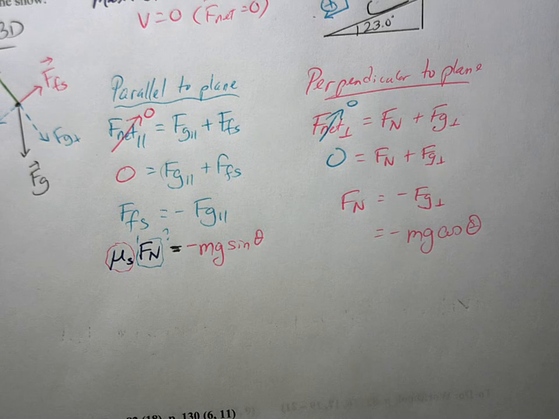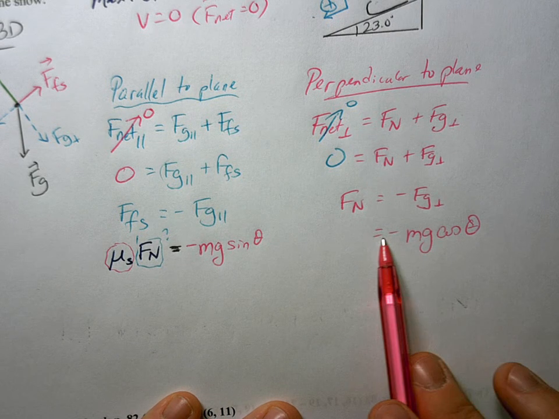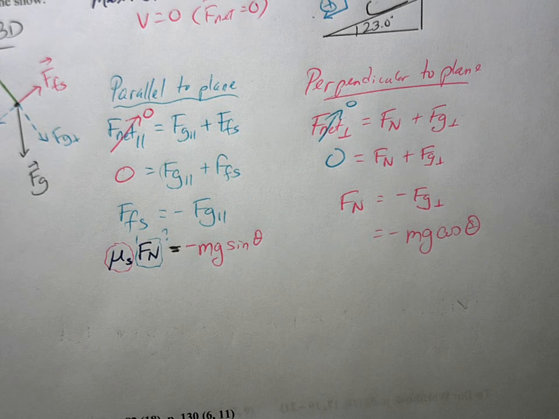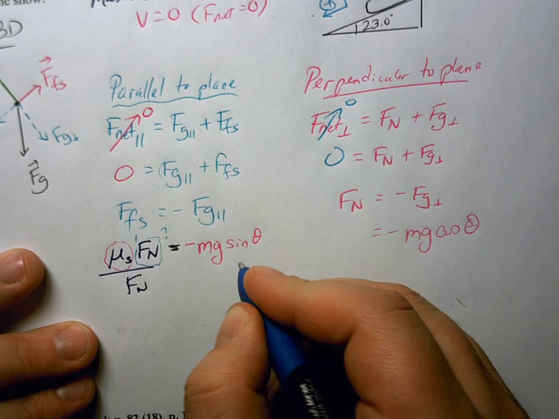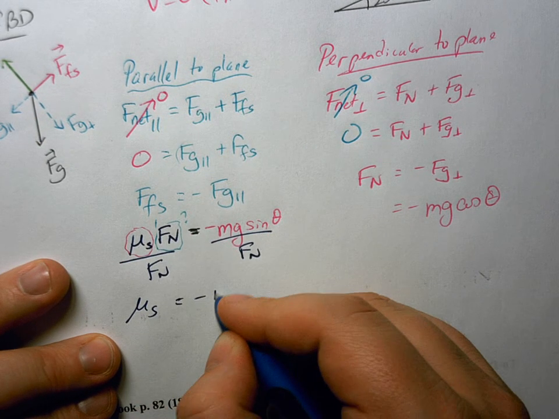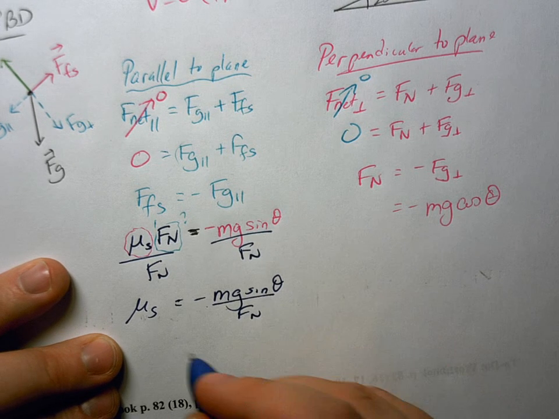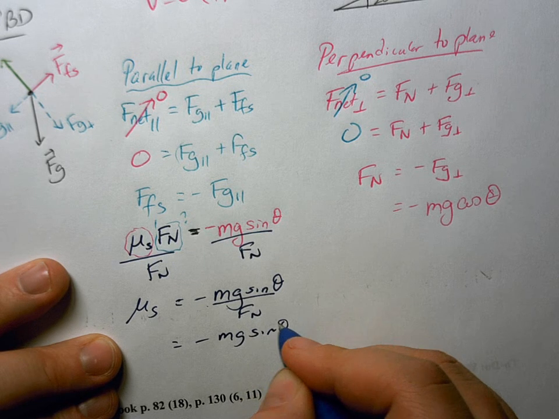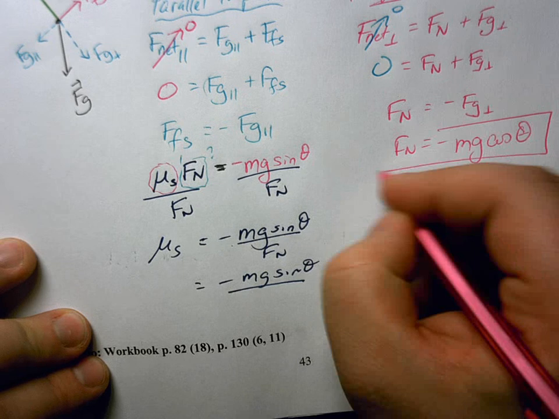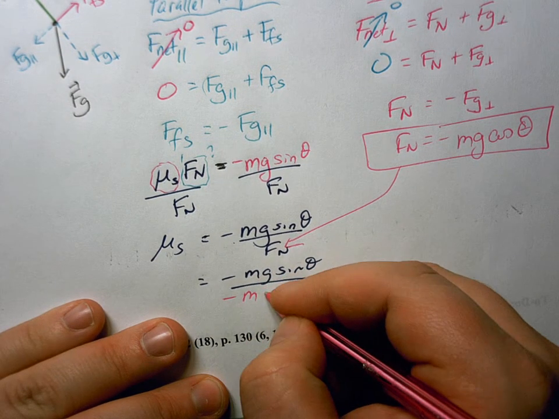Now, there's two ways you could solve this. You could certainly solve for this, 100 times 9.81 times cos of 23, and sub that in here. But I'm going to show you a simplification. First of all, we're going to divide both sides by Fn. So I'm going to get mu s is equal to negative mg sine of theta divided by Fn. Instead of Fn, let's put in this definition of Fn that we have, because we know that Fn is negative mg cos theta. So let's put that in here.